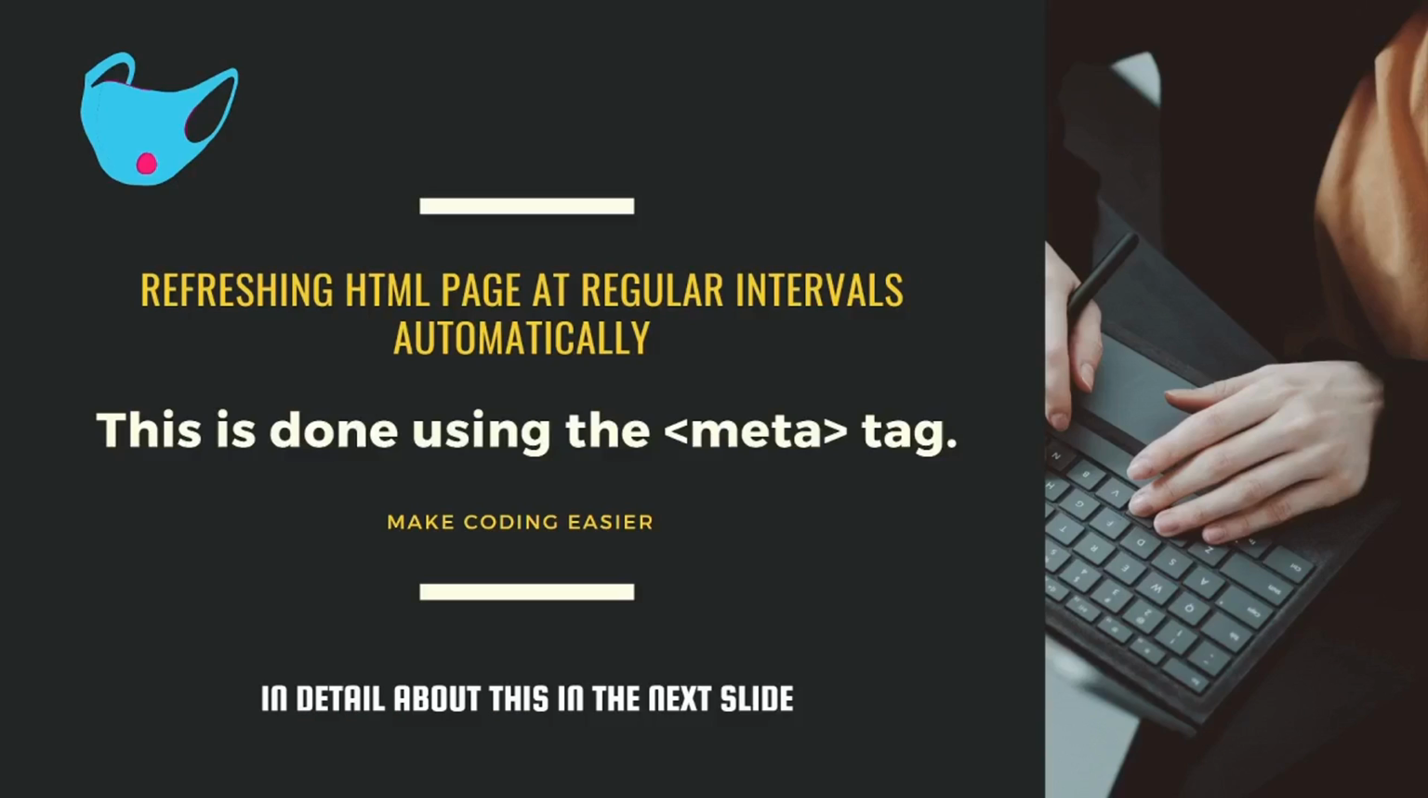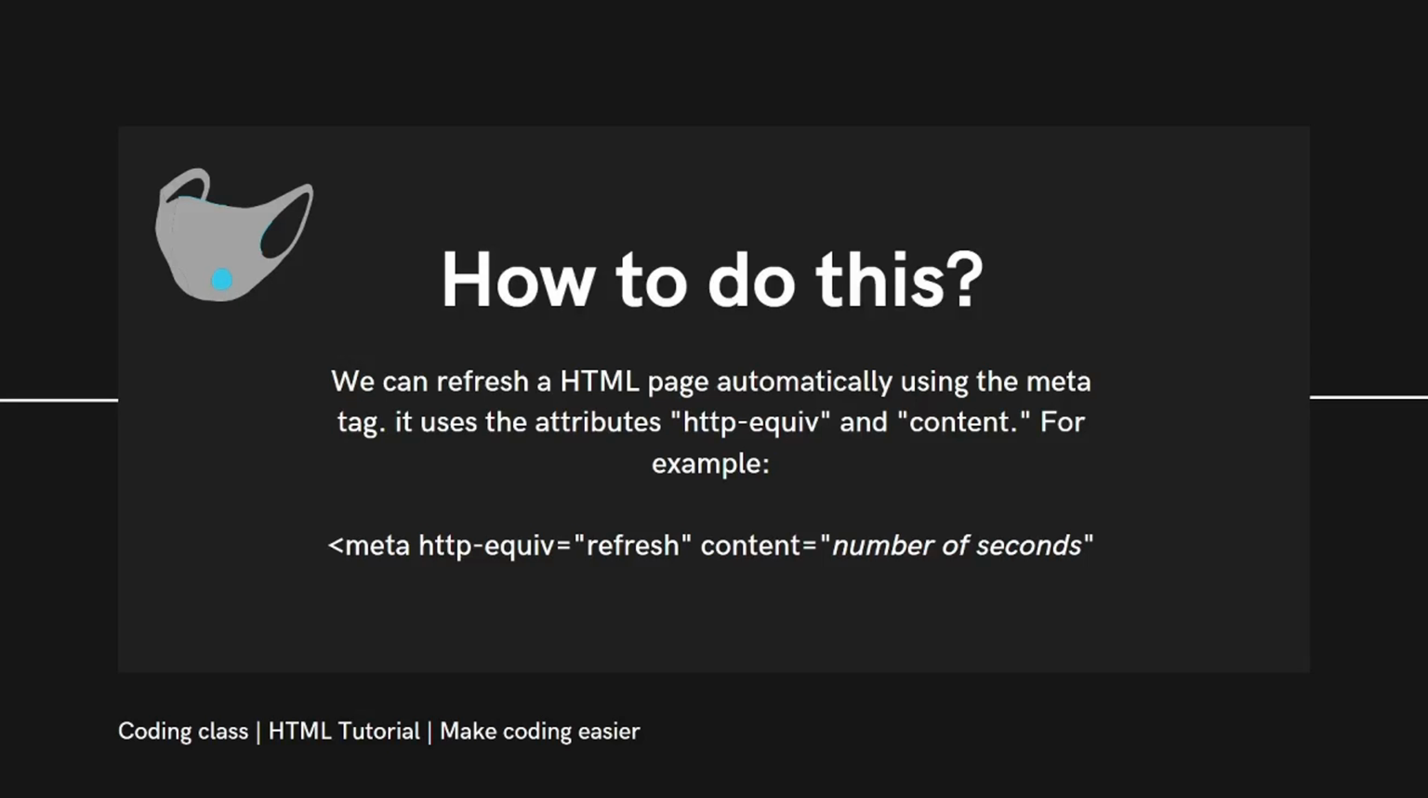So the next topic, refreshing an HTML page at regular intervals automatically. This is done using the meta tag. So how do we do this? We can refresh your HTML page automatically by using the meta tag. It uses the attributes http-equiv and content. These two attributes are used by the meta tag to refresh a page at regular intervals.